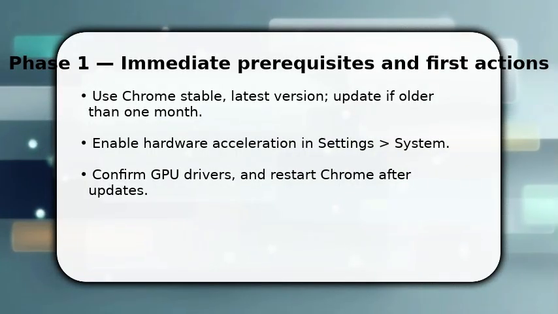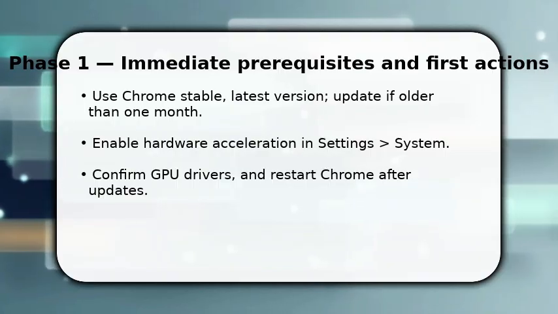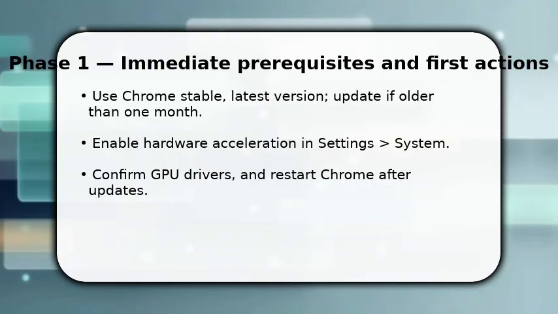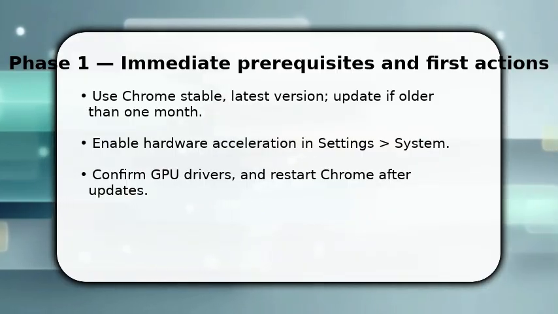You begin by preparing the browser and system. First, make sure Chrome is up to date. Outdated builds can disable WebGL. Next, turn on hardware acceleration in Settings System so Chrome can use the GPU. This matters because WebGL renders with GPU power.